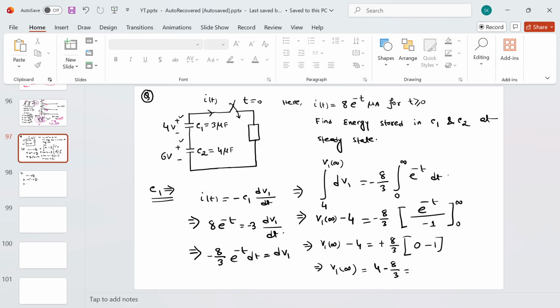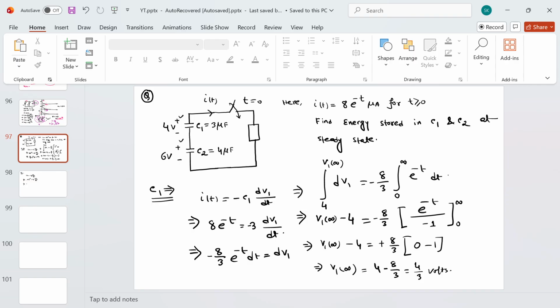So 4 by 3 volt. Now it is okay actually. So basically you can think that way also, like you got some calculation mistake.